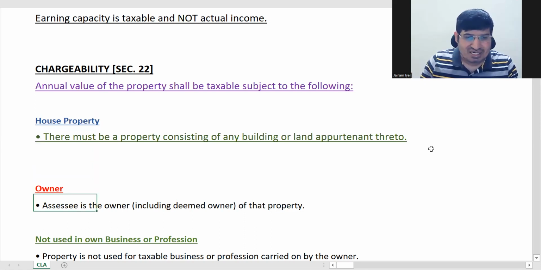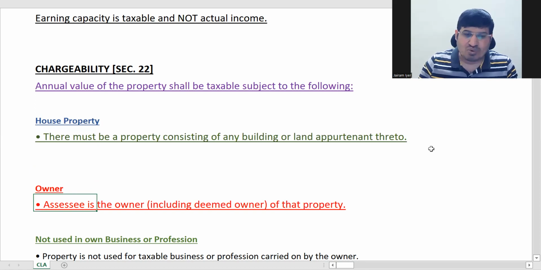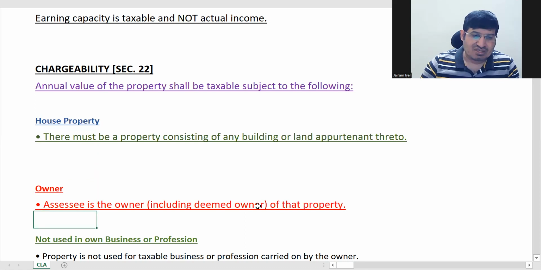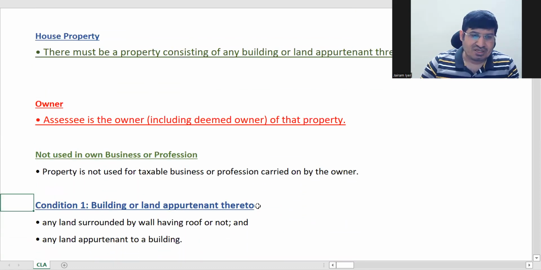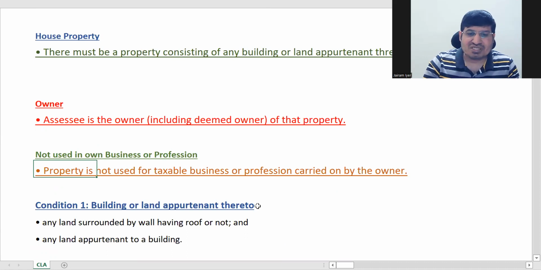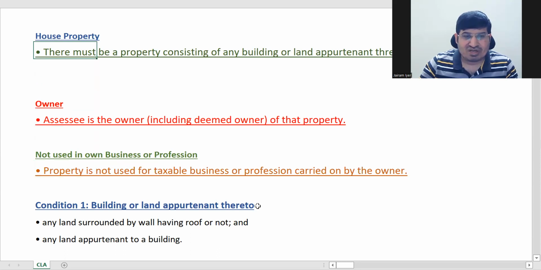Mind you, an independent plot is taxable as income from other sources. This is land along with the building. Second is owner. The assessee must be the owner, including deemed owner. We'll see what is deemed owner. So the owner is taxed. Third point, which we saw in that definition above: the charging section is not applicable if the property is used for business or profession carried on by the owner. If it is used, then that will be taxable as income from PGBP, profits and gains of business or profession.